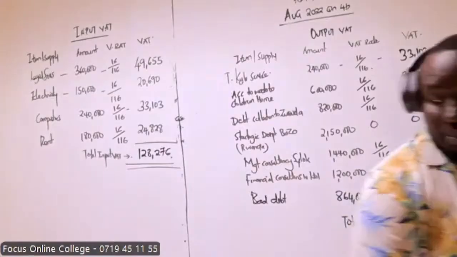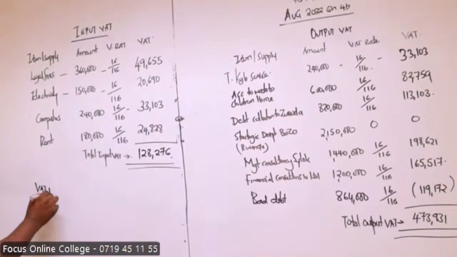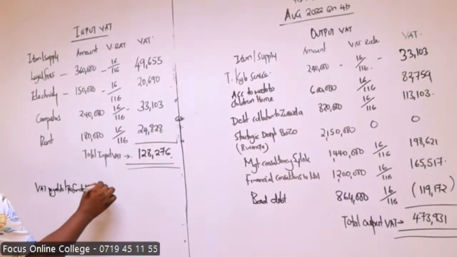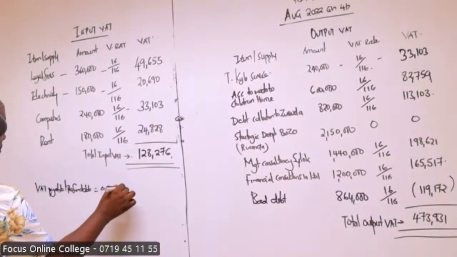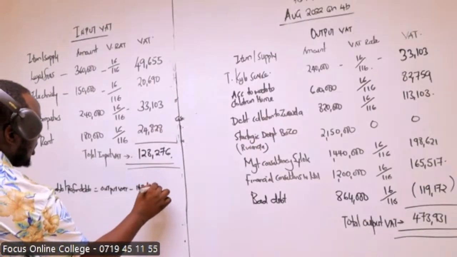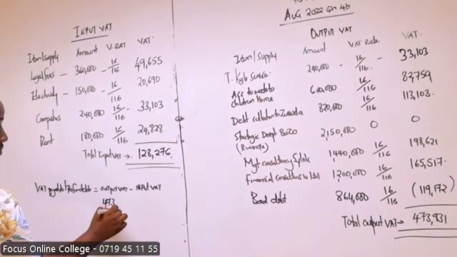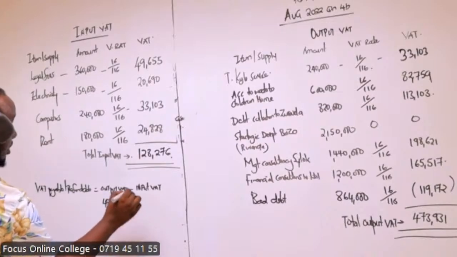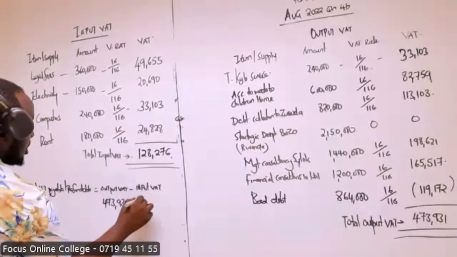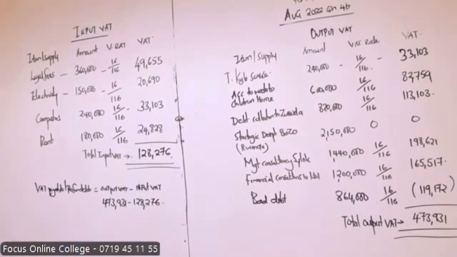So get the VAT payable or refundable. So VAT payable, what they call refundable. So that is output VAT minus what we call the input VAT. So what is the output VAT? We have that as 473,931 minus 128,276. So get for me that.